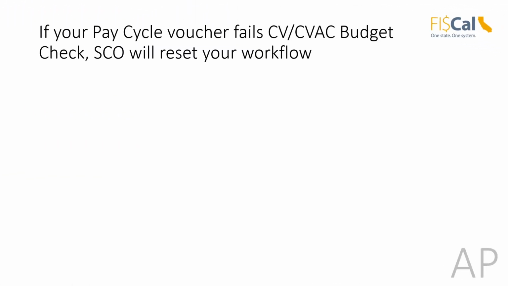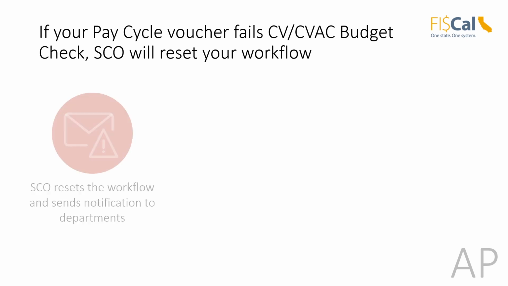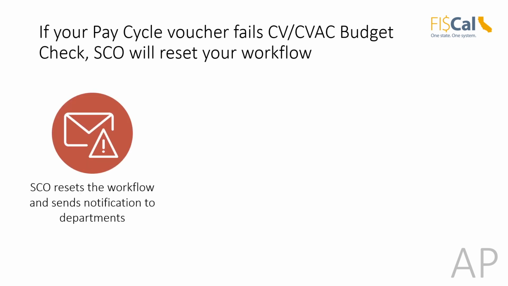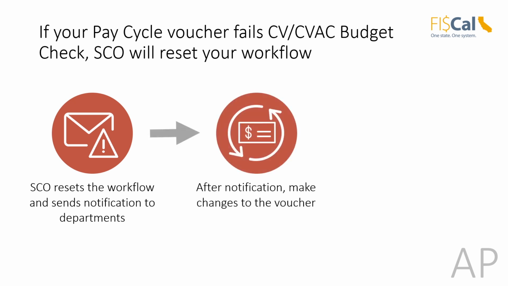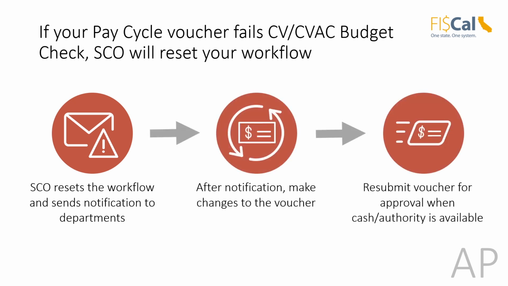If an exception occurs in pay cycle, SCO will reset the workflow and a notification is sent to departments. Make changes to the voucher as necessary and resubmit for approval when cash and authority is available.